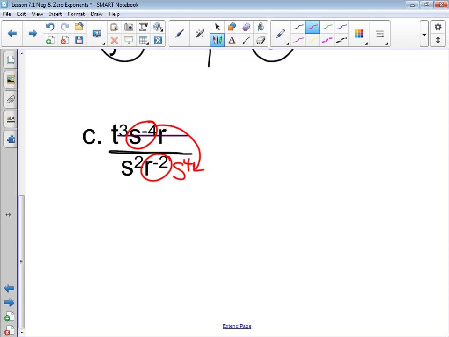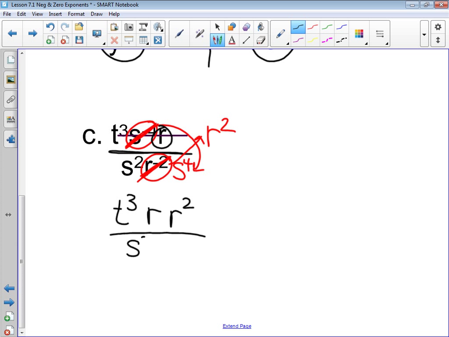And once I've moved it, I'm just going to put a single line through it. That means I've taken care of it already. And this r to the negative 2, because it's a negative exponent, I can move up to the top and make it r to the positive 2. And now I'm going to put a single line through it to make sure I know that I've taken care of it. So what I have left is t to the third and r times r squared over s to the second power times s to the fourth power.